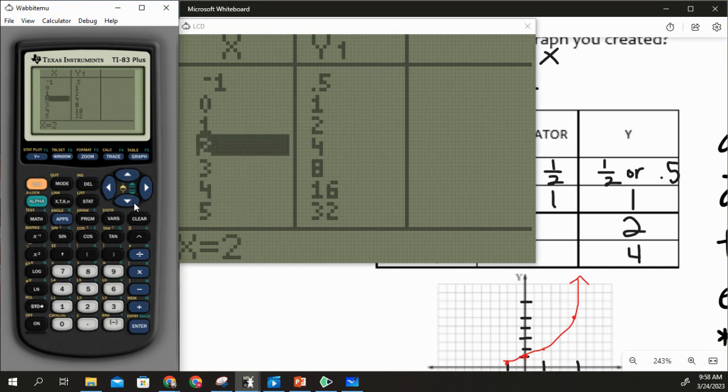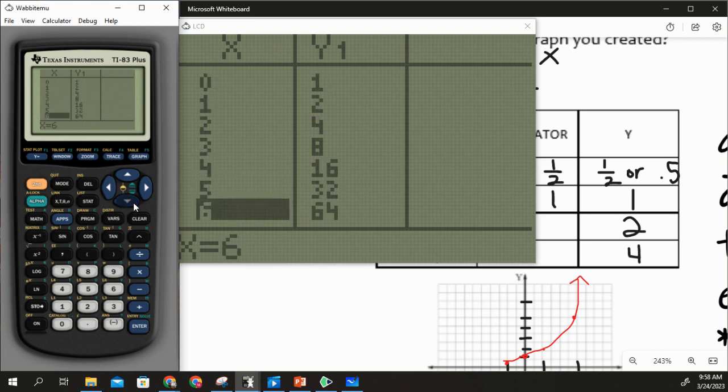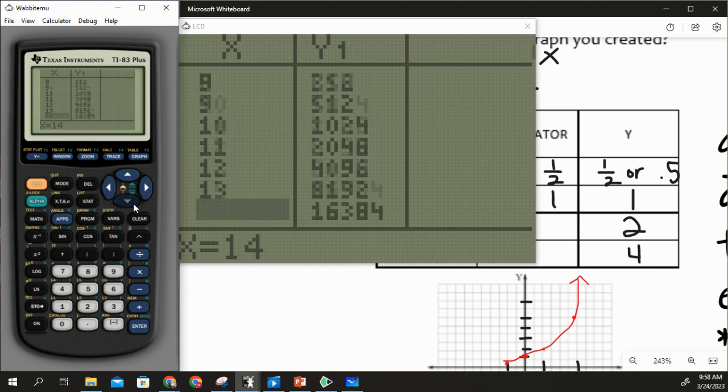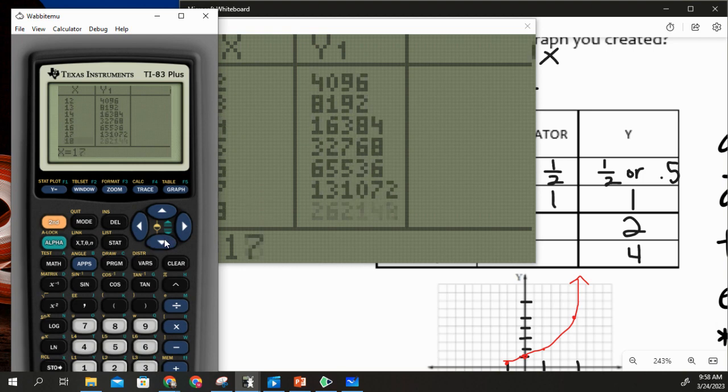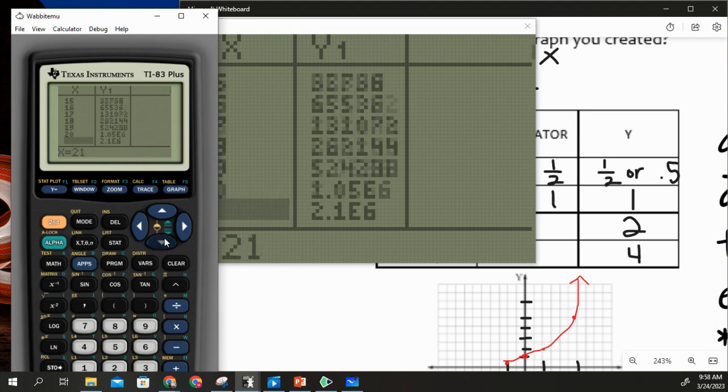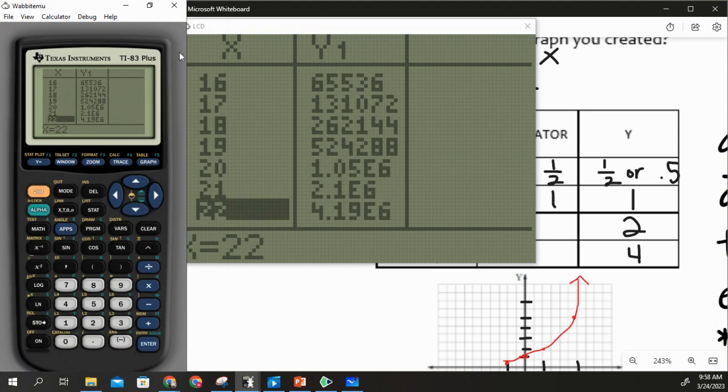See, we were here at 4. Multiply by 2, we got 8 for our y, then 16, 32, 64, 128, and it's going to keep going up higher and higher. Eventually on this side, we're going to also see scientific notation too, because it's going to keep getting bigger exponentially.